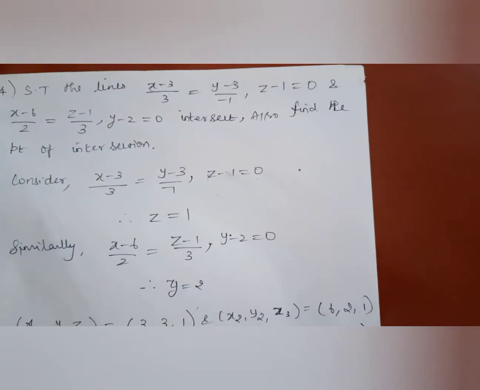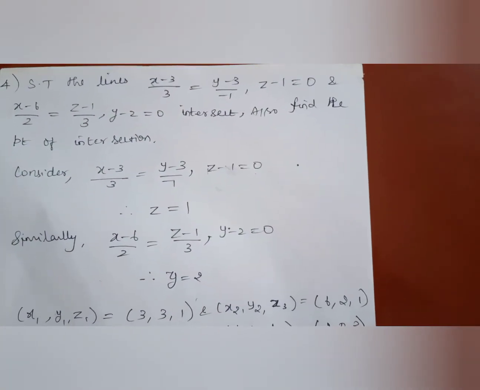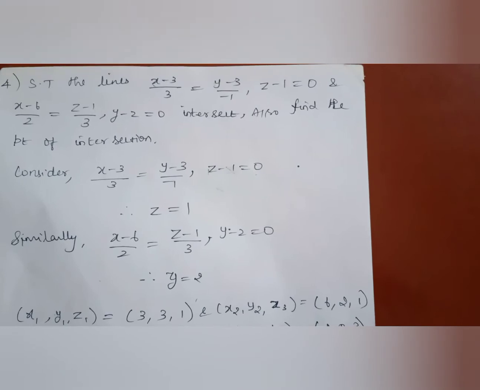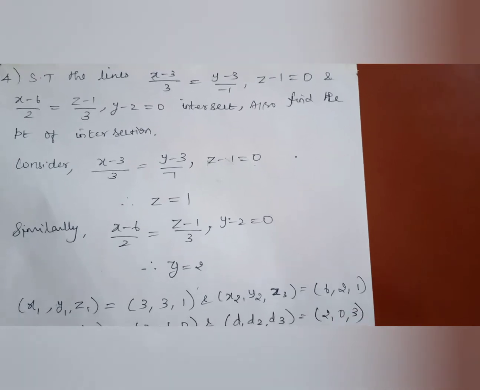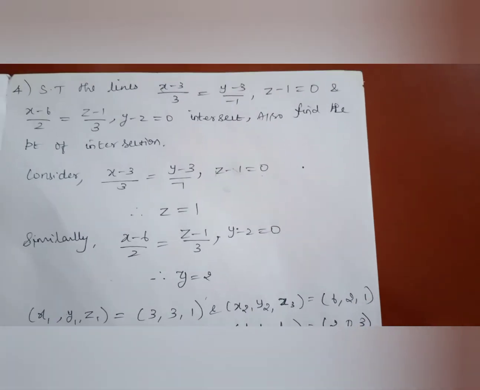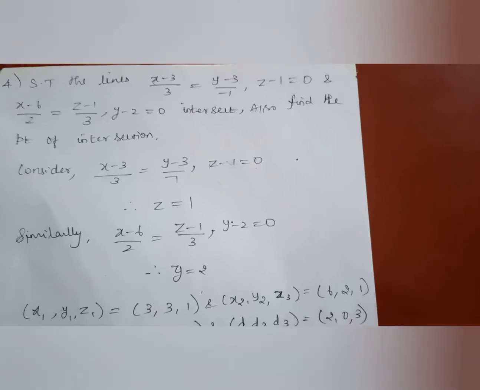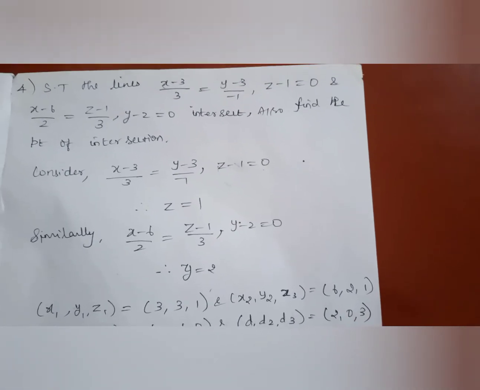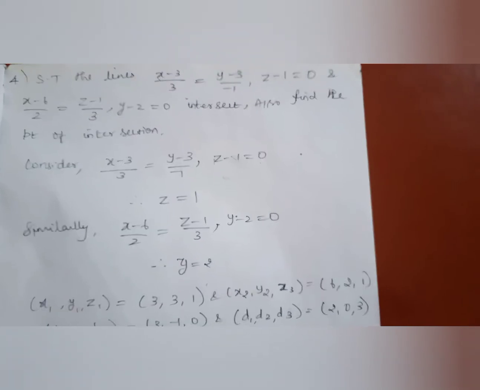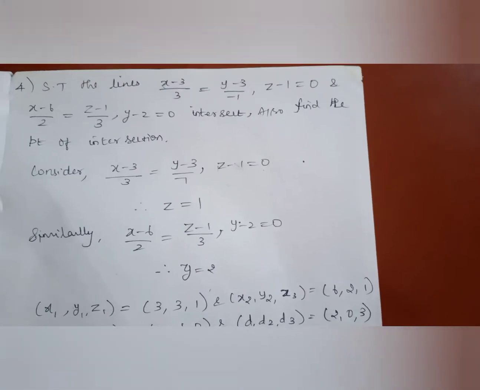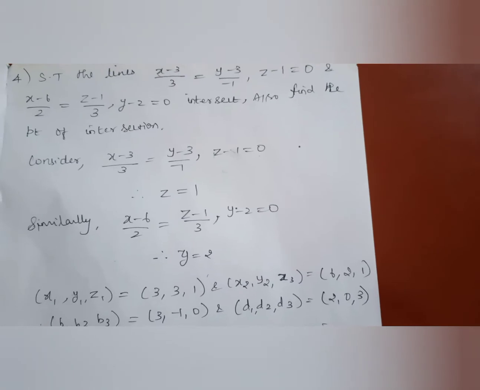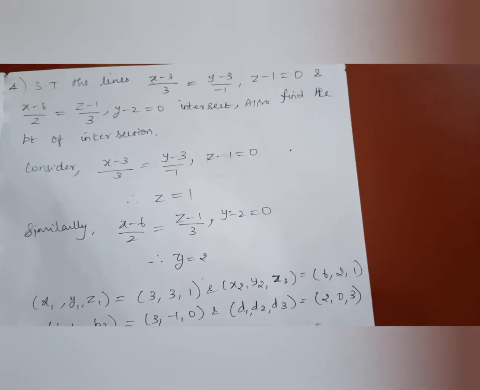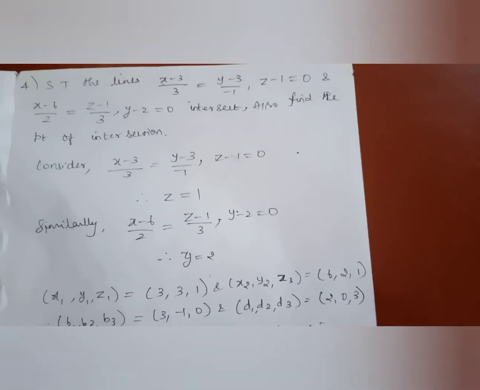Now the fourth sum is also of a similar type. Show that the lines (x minus 3)/3 equal to (y minus 3)/(minus 1) equal to z minus 1, and z minus 1 equal to 0, and then another line (x minus 6)/2 equal to (z minus 1)/3, y minus 2 equal to 0, also intersect. Also find the point of intersection.